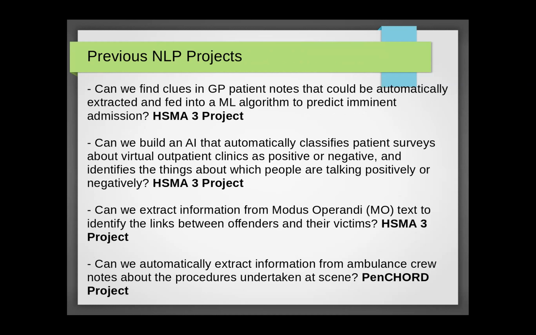Looking at using AI that can automatically classify patient surveys about virtual outpatient clinics to determine how people feel about them. We had a project that was trying to look at extracting information from modus operandi text to try and identify links between offenders and their victims. And a previous project that is still sort of ongoing, looking at trying to extract information from ambulance crew notes with Devon Air Ambulance to try and automatically identify the kind of procedures that were undertaken without having to manually trawl through all this stuff.